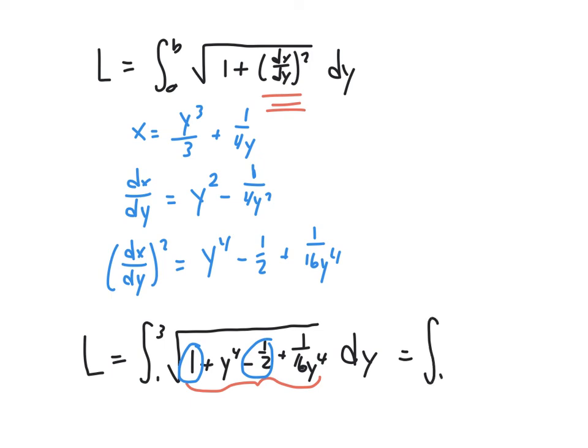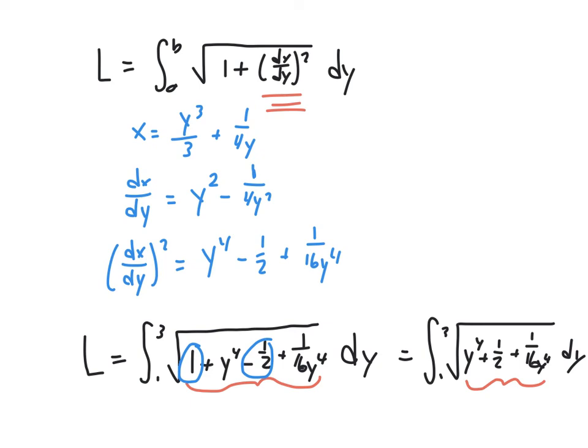This is really going to be the integral from 1 to 3 of the square root of y to the 4th plus 1/2 plus 1 over 16y to the 4th, dy. We'll continue on the next slide, but the idea is that this thing must be a perfect square. We know that because of the hint, but we can also factor this thing and find that out as well.